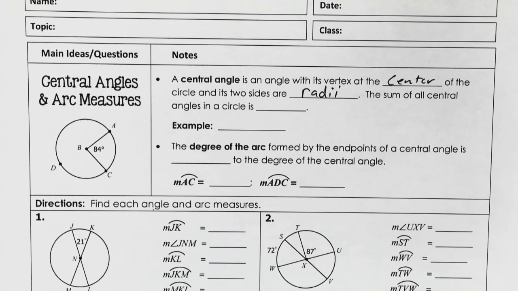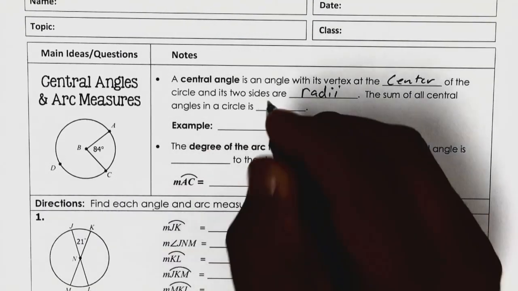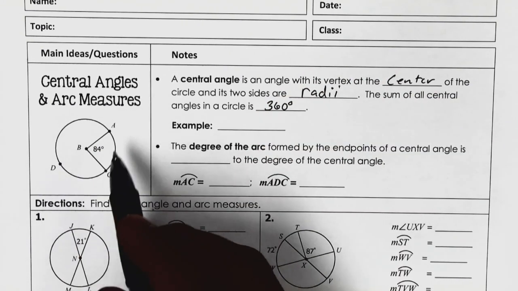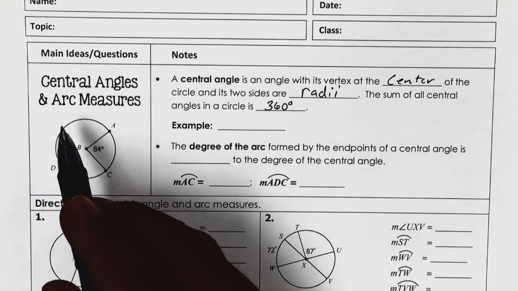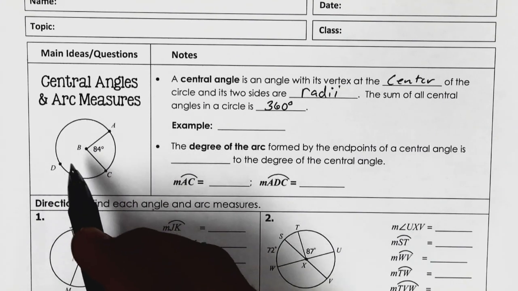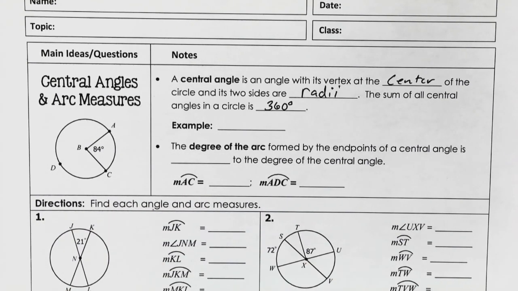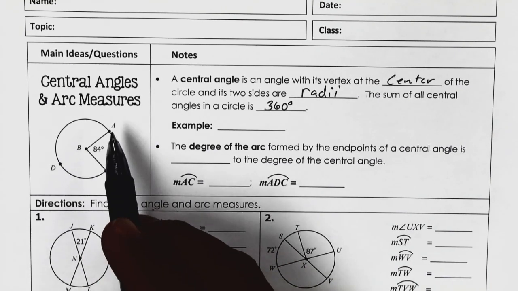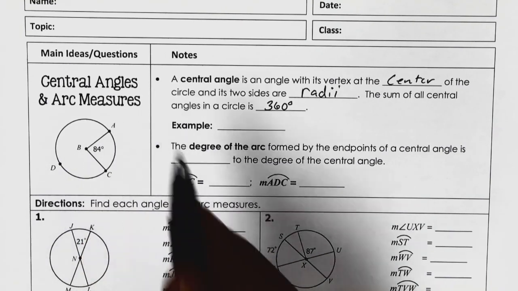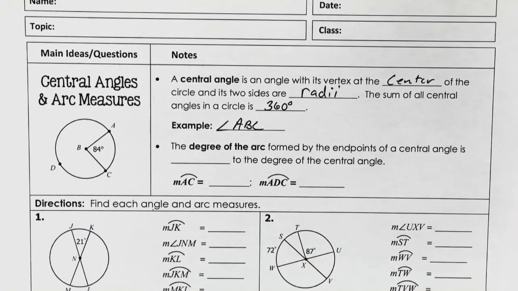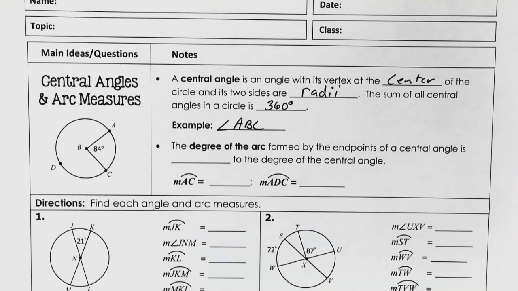The sum of all central angles in a circle is 360 degrees. What's important is that a circle all the way around is considered 360 degrees. So if you have a central angle here, a central angle here, when you add all of them across, they have to add up to 360. That is just a fundamental rule of circles, that all circles must add up to 360 degrees. An example of a central angle would be this angle right here, angle ABC. Whatever the angle measure is equal to, that's the measure of the central angle.